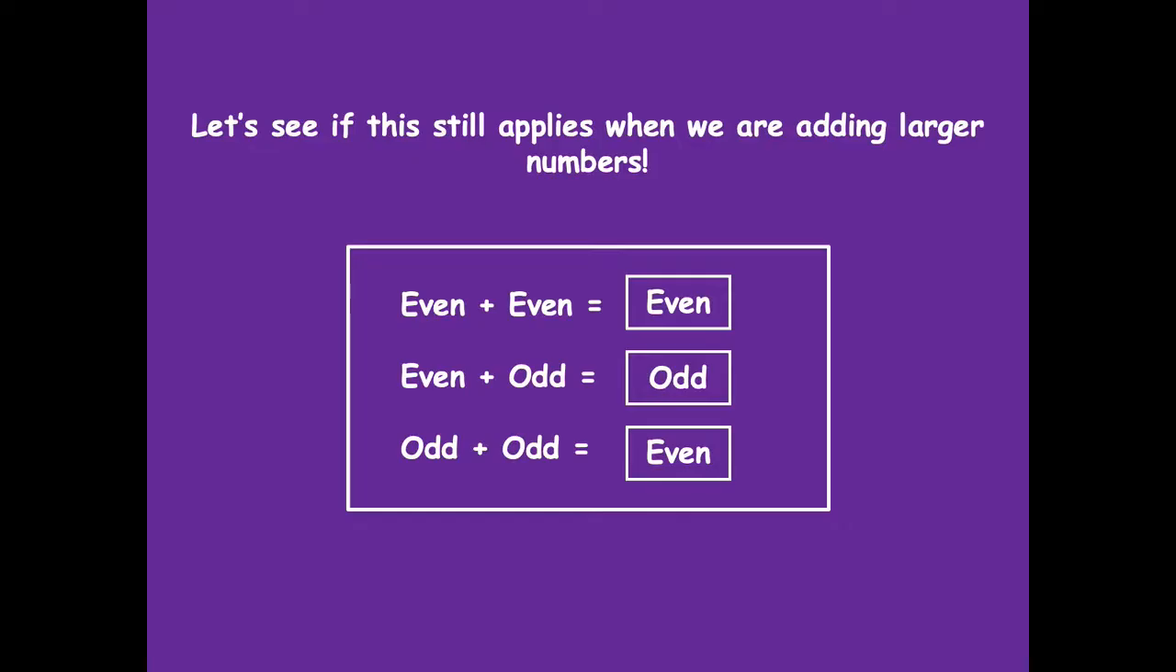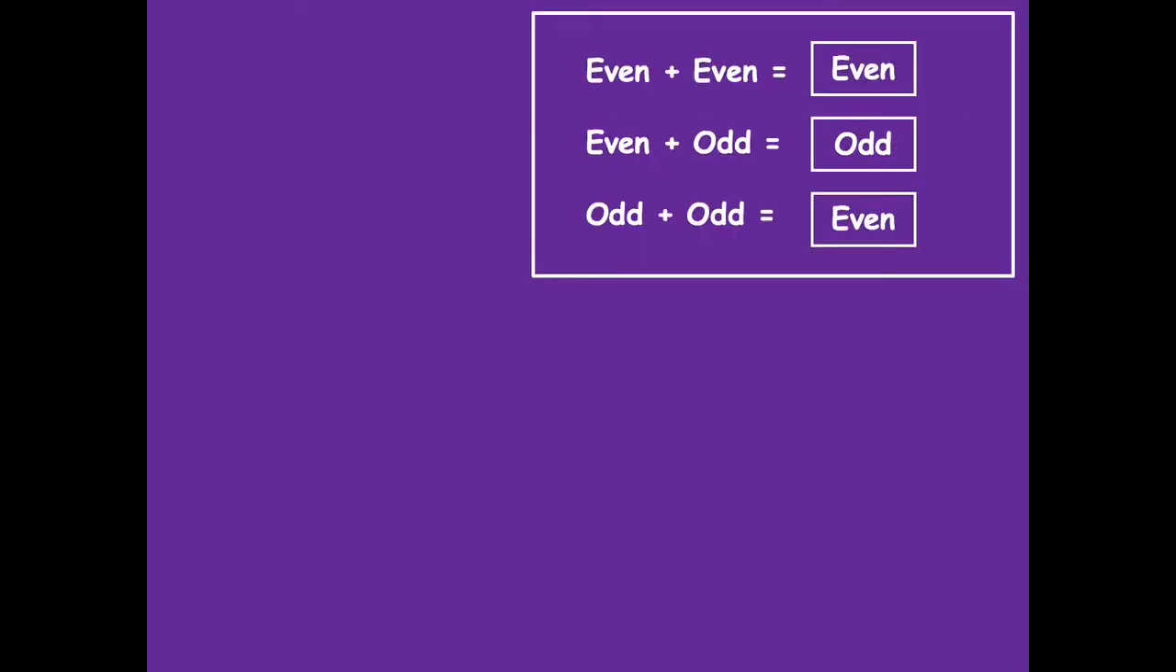So let's just double check some. I'm going to leave my chart up there to help us. So 10 plus 12. Okay. Is 10 even or odd? It's even, right? It ends in 0. So that means it's an even number. So I'm going to write that underneath.